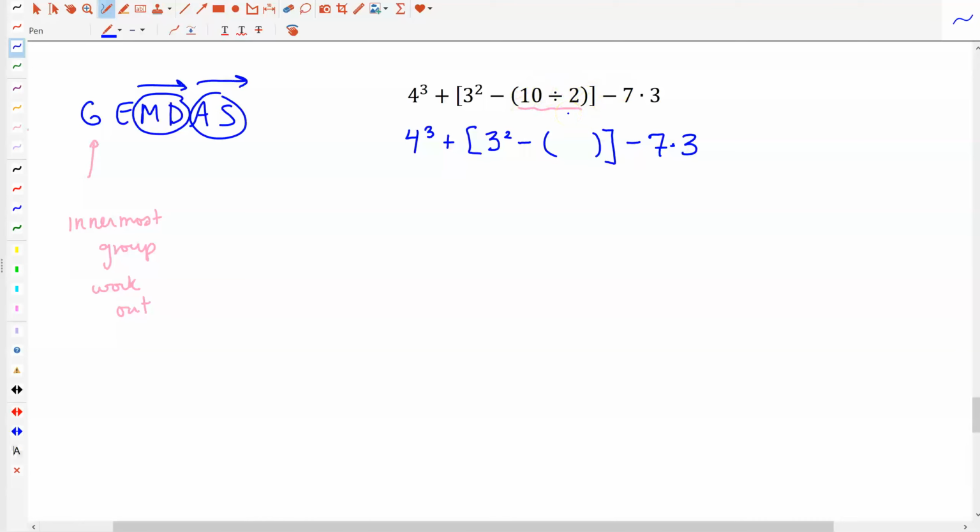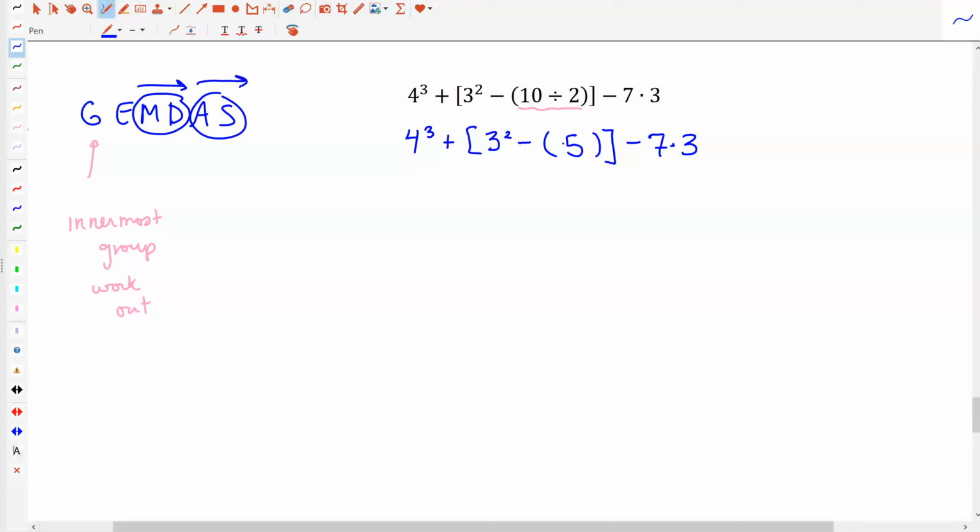So on my innermost group I have 10 divided by 2, which is 5. So that would be inside that set of parentheses. All right, so that's simplifying your innermost group. Now those parentheses right now don't act as a grouping symbol anymore because there's no more mathematical operation inside of them. So that is not a grouping symbol anymore.